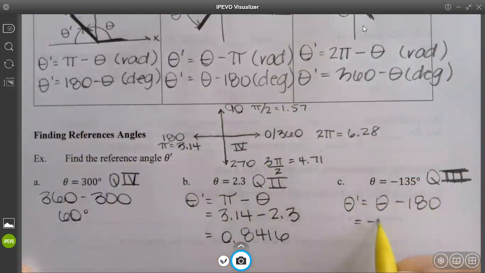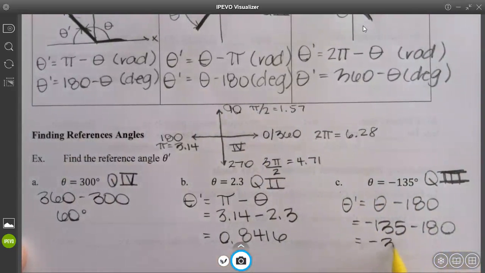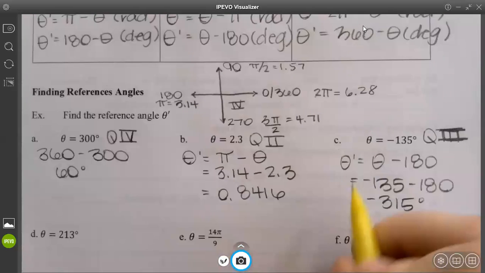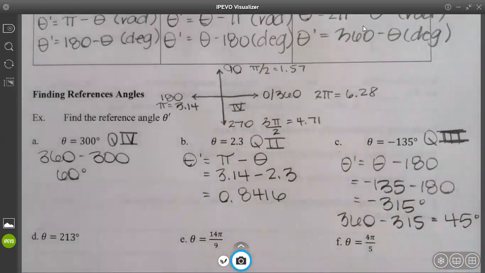So we're going to do negative 135 minus 180, which gives us negative 315, but I don't use that. I use the positive. So how would I find the positive angle at negative 315? What do you think? At 360. So 360 minus 315 is 45. So again, you want the positive angle. Okay. So now we have everything. So do the next ones.